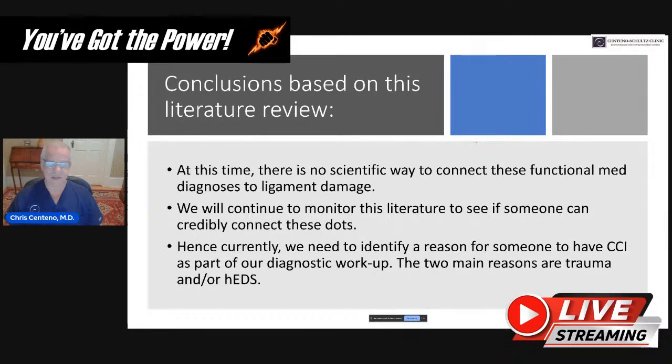Again, I apologize for taking so much time here, but this is a deep and wide topic. So at this time, there's no scientific way to connect these functional med diagnoses to ligament damage. I'm going to continue to monitor this literature because this stuff changes all the time. And right now, we still focus on the two most common causes of CCI in order to make a CCI diagnosis. You've got to have some trauma or another congenital issue like HEDS that would be connected with CCI.